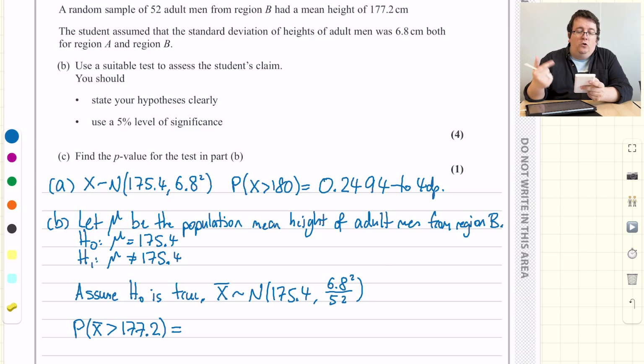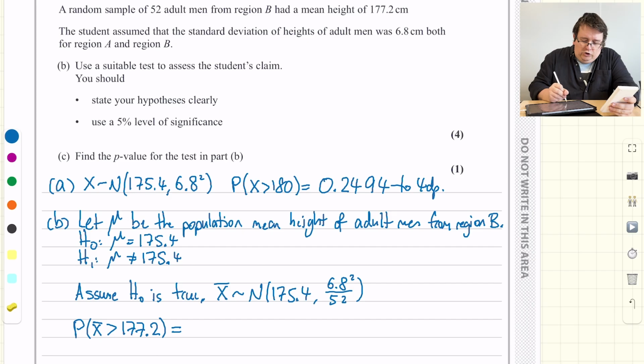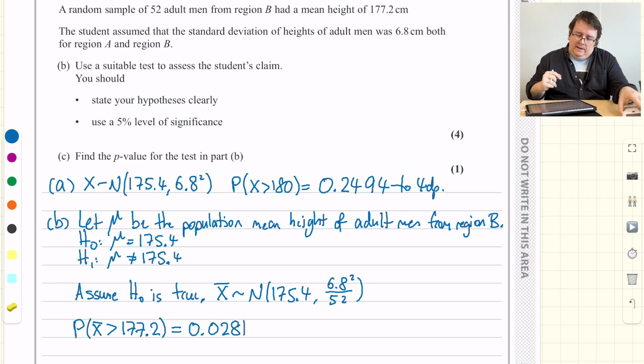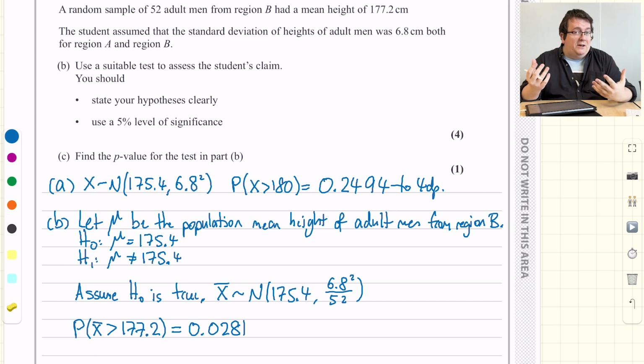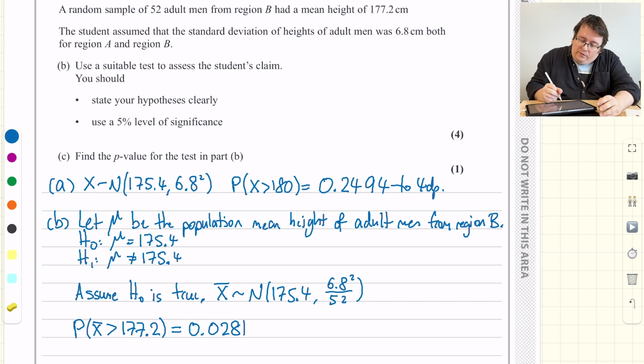So on your calculator, you should have 0.9429903. And we're looking to the right. So lower as 177.2, upper as a large value. And we should get 0.0281 to 4 decimal places. Now we're going to compare that against the significance level, which is 5%, but because we're looking at a two-tailed test, we halve that, and so that is less than, that's greater than.